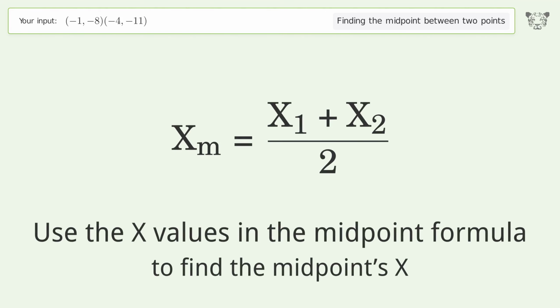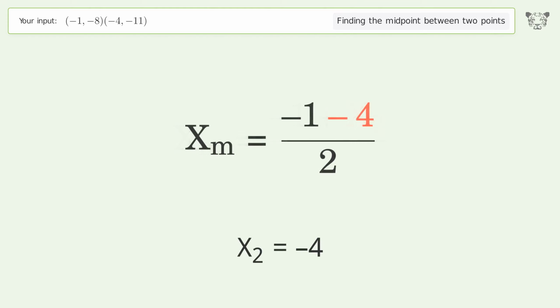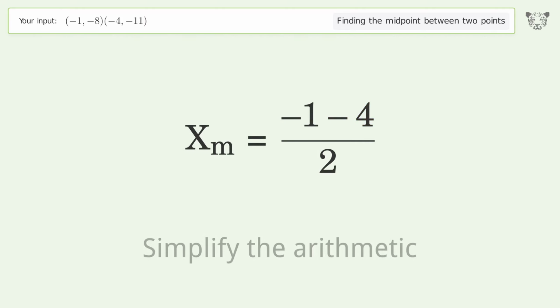Use the x values in the midpoint formula to find the midpoint's x. x1 equals -1. x2 equals -4. Simplify the arithmetic.